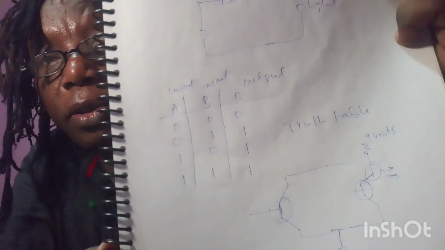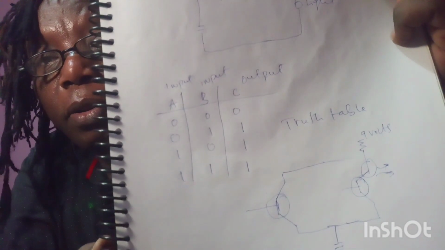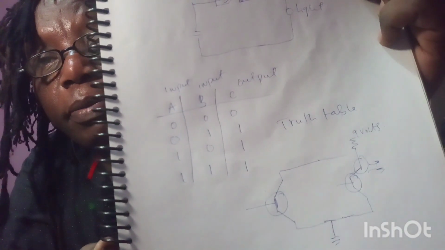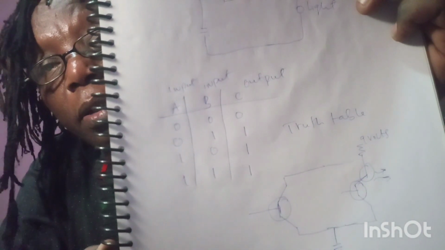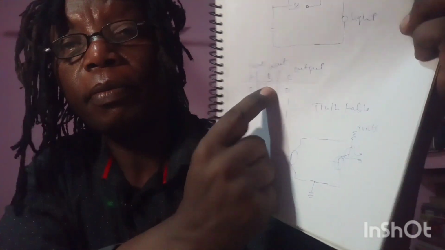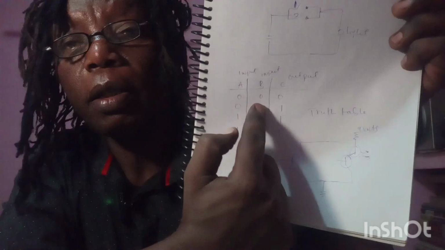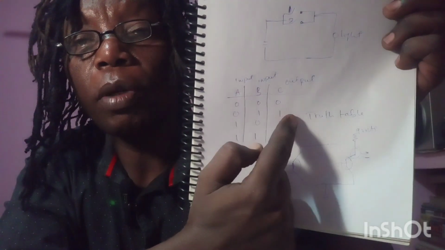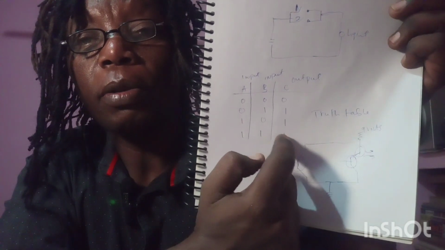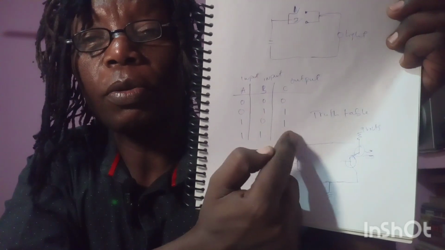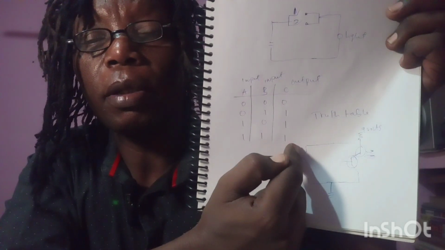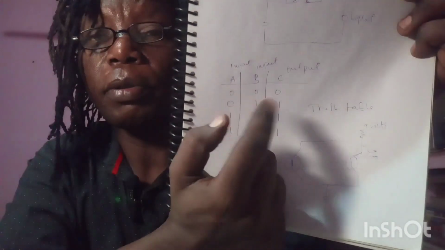0 and 0 is 0, 0 and 1 is 1, sorry, it's just the opposite. Let me see from here: 0, 0 is 0; 0, 1 is 1; 1, 0 is 1; and 1, 1 is 1. This is what we call the truth table.